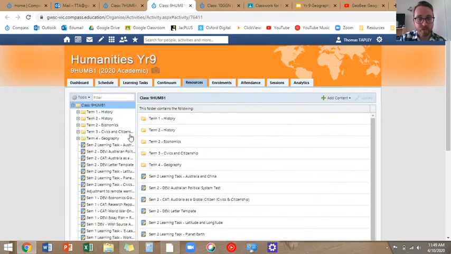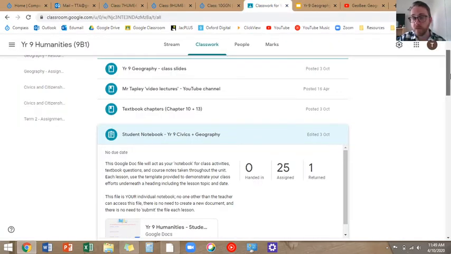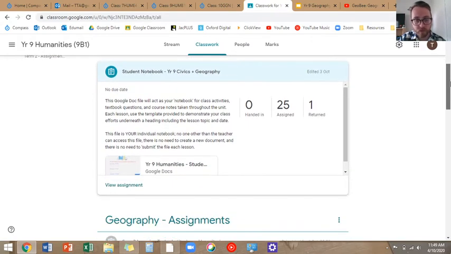So in Compass, you can see I've made a folder. That's the presentation we are going through. Those are textbook chapters we're looking at. I've done the same in Google Classroom. You can see we've got a geography resources tab here, geography assignments.